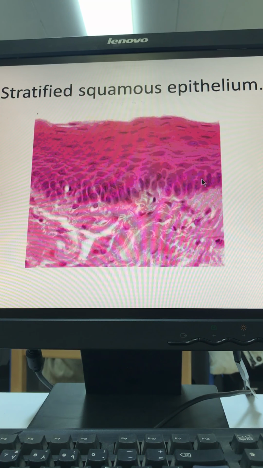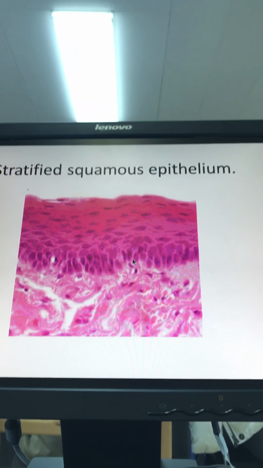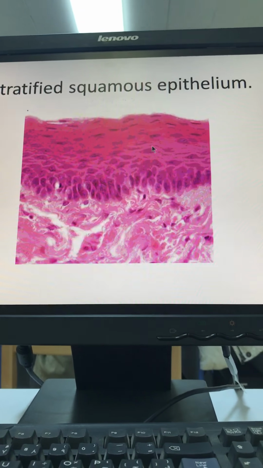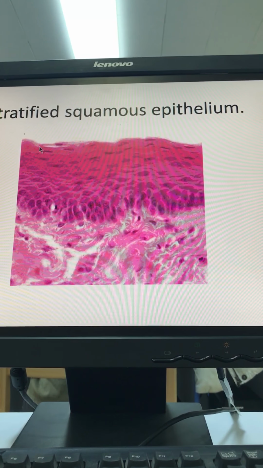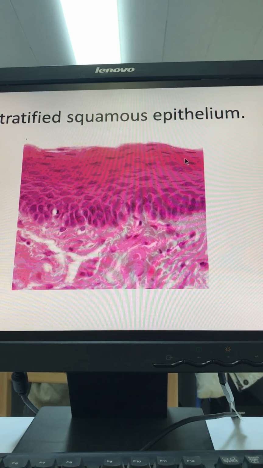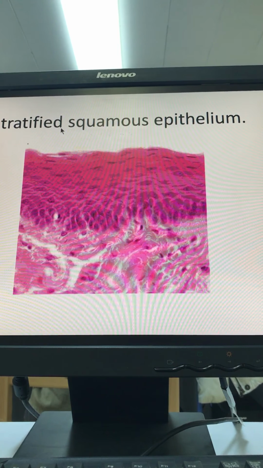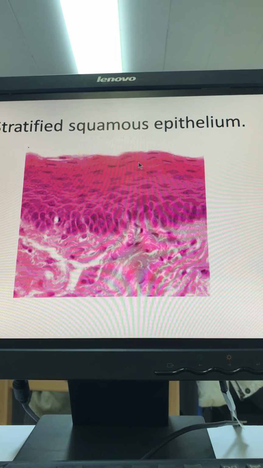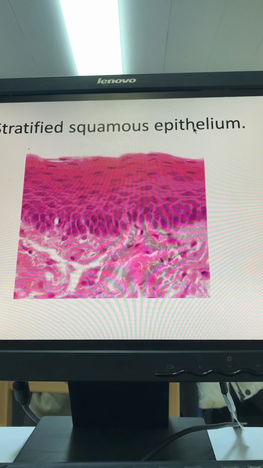Now we have here basal cells with rounded or elongated nuclei. While we are going upward, you will notice that the nuclei are becoming more flattened. Here at the surface we have flattened nuclei of squamous epithelium. Okay, we have more than one layer of the epithelium, then this is stratified epithelium. The top surface layer contains flattened nuclei, then this is squamous. Then stratified squamous epithelium.